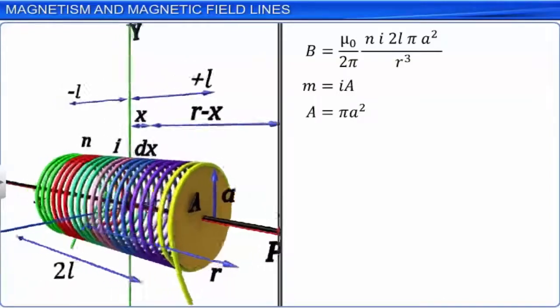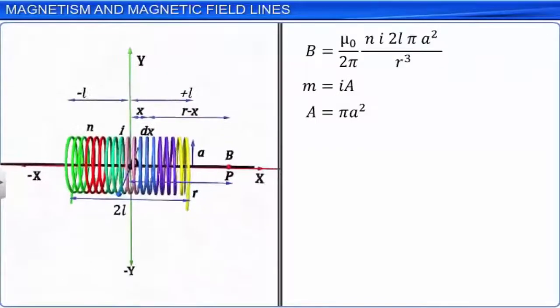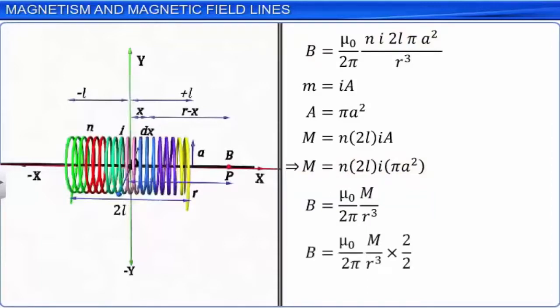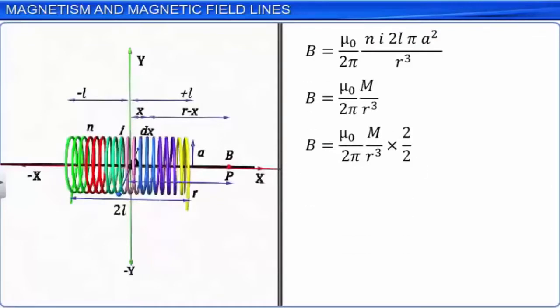Substituting M for the terms in the expression for magnetic induction B, we get the magnetic induction B equal to mu naught by 2 pi into M by r cube. On multiplying the numerator and denominator with 2, we get the magnetic induction B is equal to mu naught by 4 pi into 2M by r cube. This is the same expression that is used to find the magnetic induction at a distant point from the center of a bar magnet on its axial line.